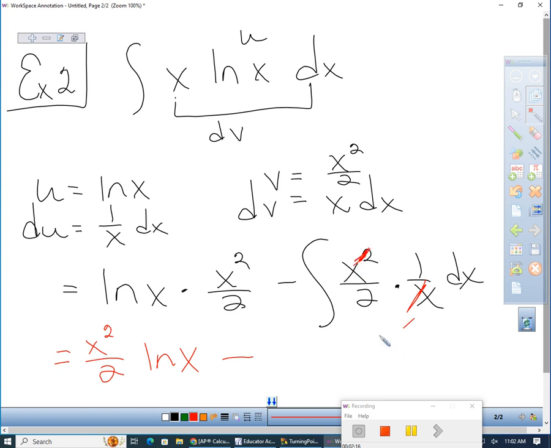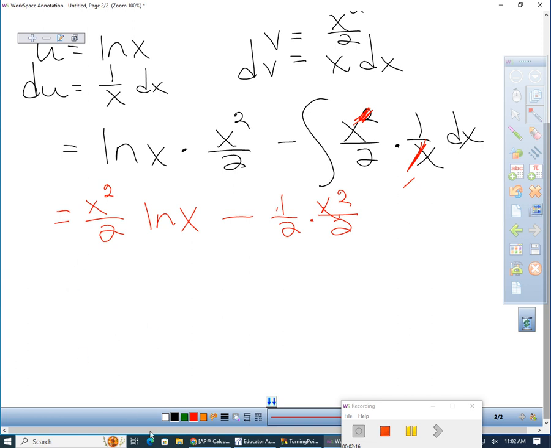Okay, let me back up a little bit. Right here, we canceled this x with this x. So all we have in here is x over 2. So I have 1/2 times the antiderivative of x, which is x squared over 2. There we go. So I just had to write it down.